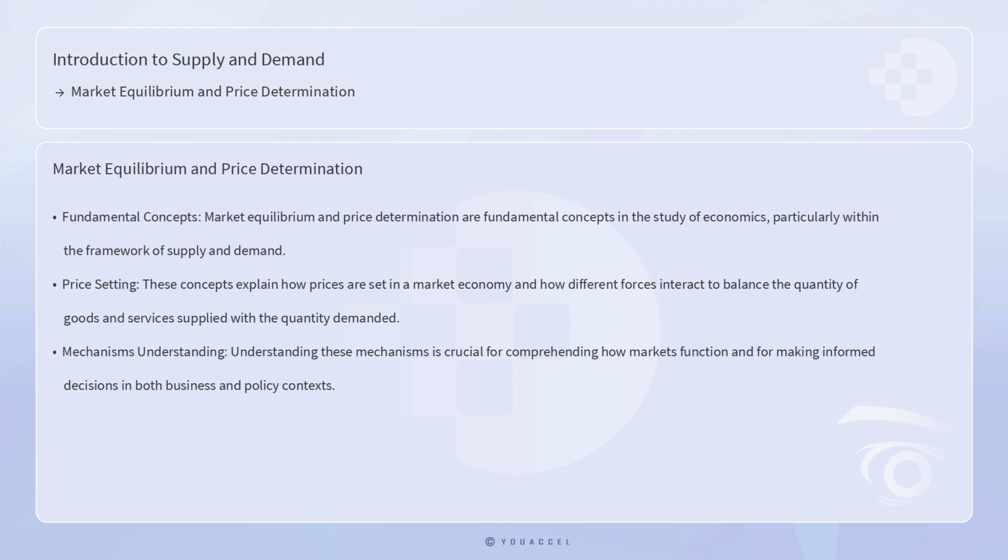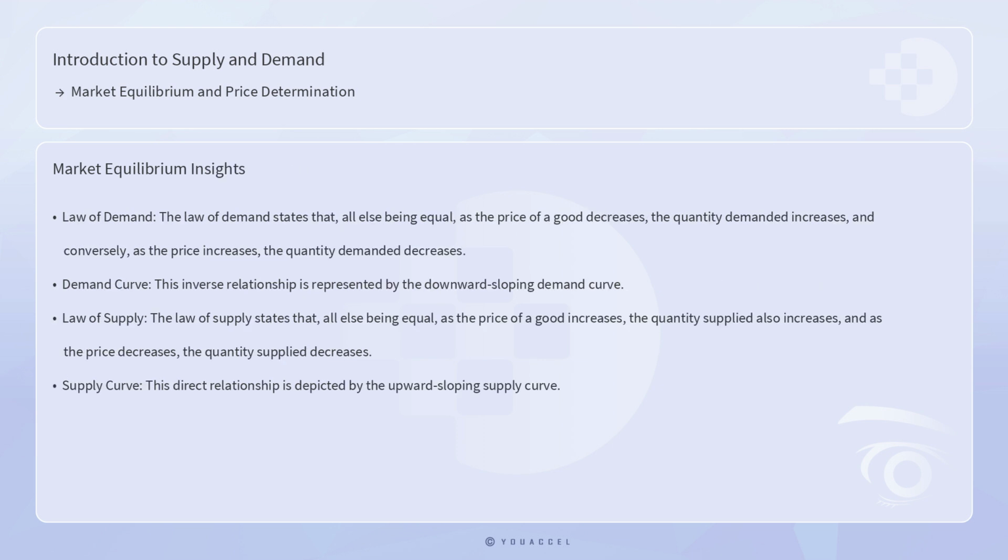Understanding these mechanisms is crucial for comprehending how markets function and for making informed decisions in both business and policy contexts. At the core of market equilibrium is the interaction between supply and demand. The law of demand states that, all else being equal, as the price of a good decreases, the quantity demanded increases, and conversely, as the price increases, the quantity demanded decreases. This inverse relationship is represented by the downward-sloping demand curve.